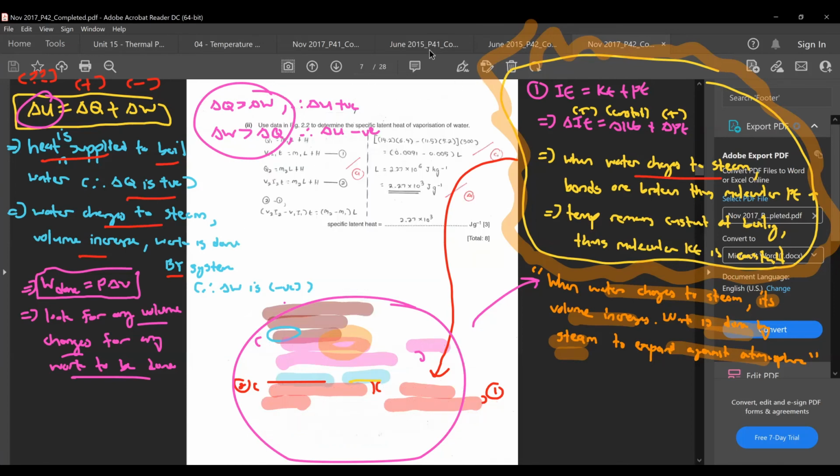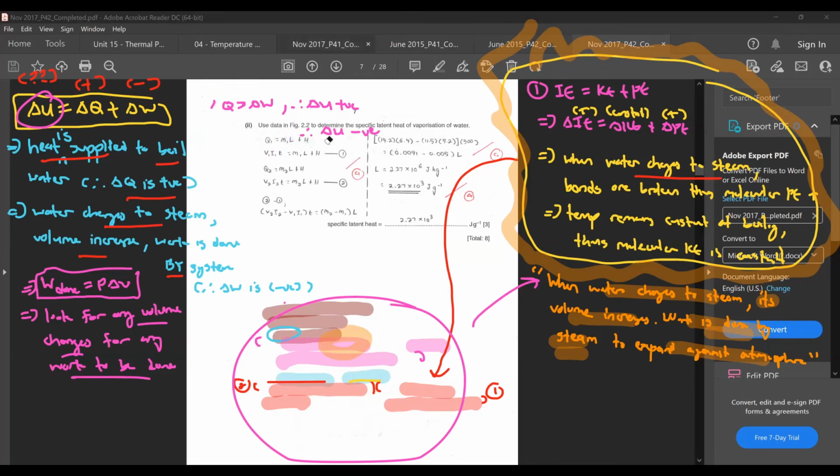Okay, then after that, you move on to the last one. Last question. This one is where you are asked to determine the specific latent heat of vaporization of water. So this one is where you need to use the two different equations. Take equation 1 minus equation 2 or the other way around. All right, so this one is a boiling case.